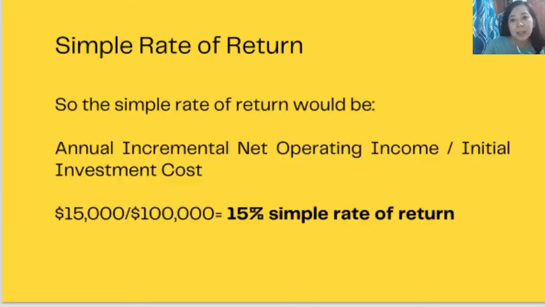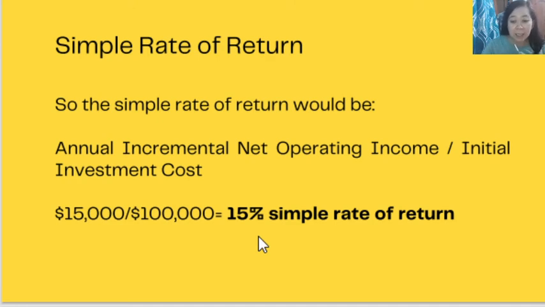okay, so the simple rate of return will then be, based on our formula, the annual incremental net operating income derived earlier in the previous slide. So that's $15,000 divided by the initial investment cost, which is 100,000. So therefore, our simple rate of return is 15%.